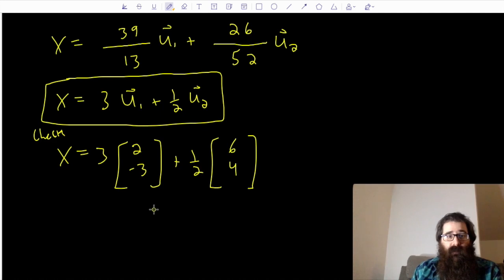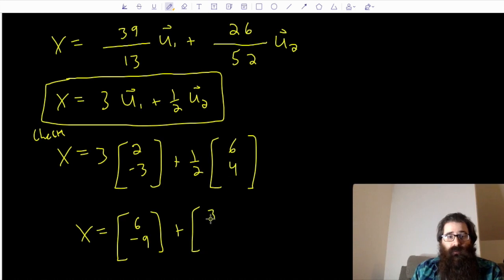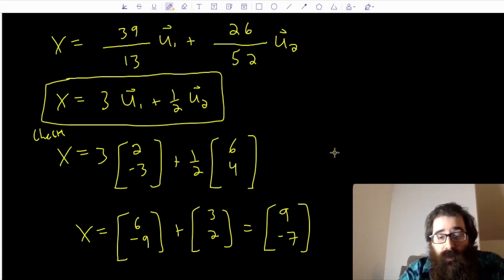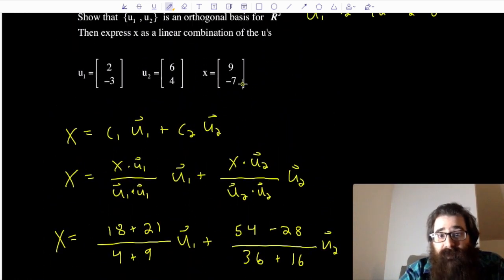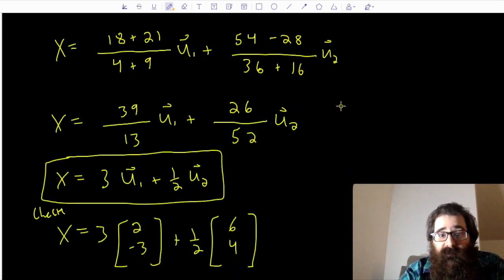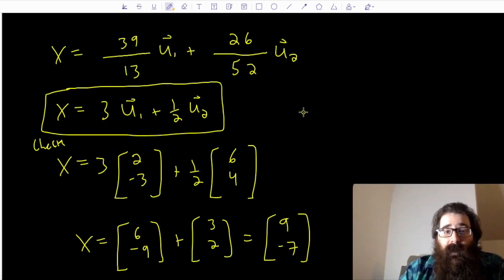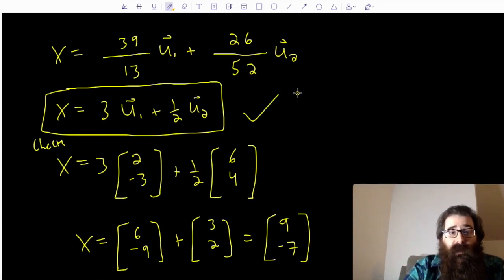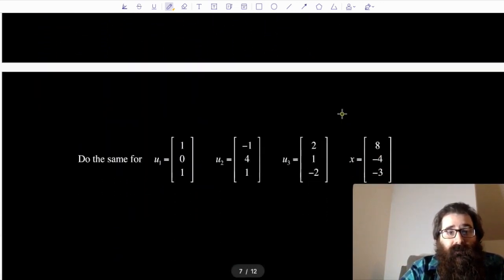This is our check. And then x is equal to, okay, so if I bring the 3 in, I'm going to get 6, negative 9, plus half of this vector, I get 3, 2. We add these together. It's going to give me 6 and 3 gives me 9. Negative 9 plus 2 gives me negative 7. Was this x? You better believe it. So I can build this linear combination right away using dot products.